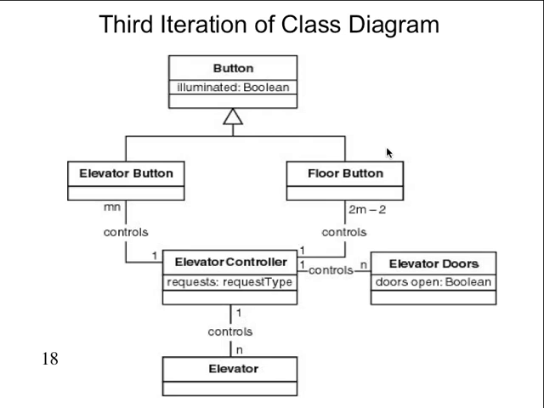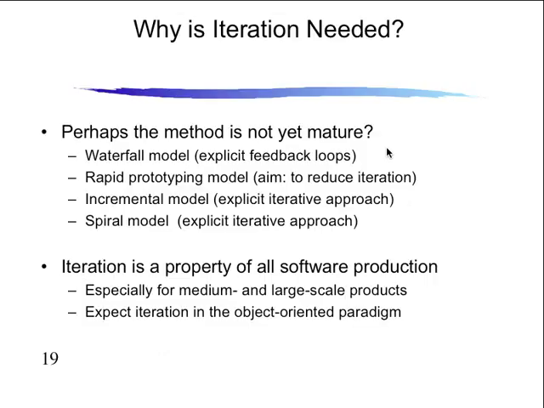So the elevator controller controls an elevator. So why is iteration needed? Perhaps the method is not yet mature.